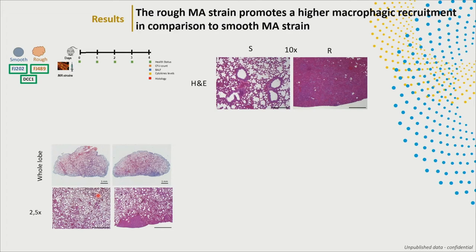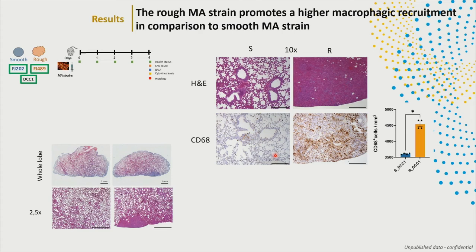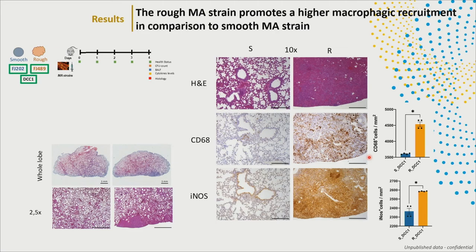here. And then we characterized the CD68 cells recruited in the inflamed area. As you can see here, we observed a higher amount of CD68 cells in the mice treated with the rough strains. And we also characterized the level of iNOS in order to confirm that this macrophage may have a pro-inflammatory phenotype. We found that mice infected with the rough strain display a significantly higher level of iNOS in comparison to those infected with the smooth strains.